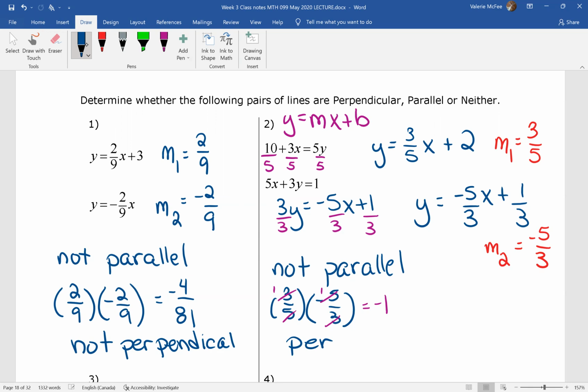Wow, I didn't spell perpendicular correctly there before. Perpendicular. Let me fix that. You guys need to stop me when I'm making a mistake there.